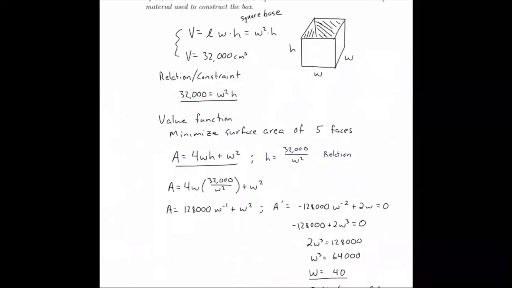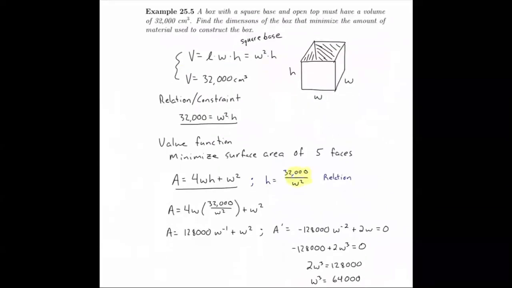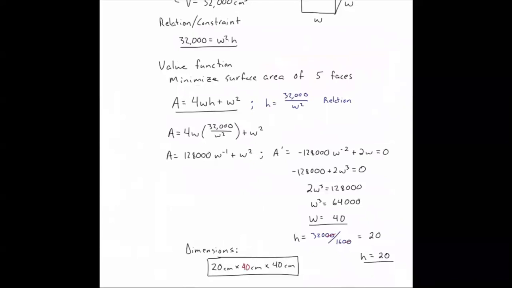And again, let's double check. What do they want? They want us to find the dimensions of the box that minimize the amount of material used to construct the box. Okay, to minimize here. Find the dimension. So we already have one dimension, it's W. To find our last dimension, we'll plug W into this relation for H and solve for H. So H is 32,000 divided by W squared, or 40 squared, which is 1,600. And that comes out to 20.